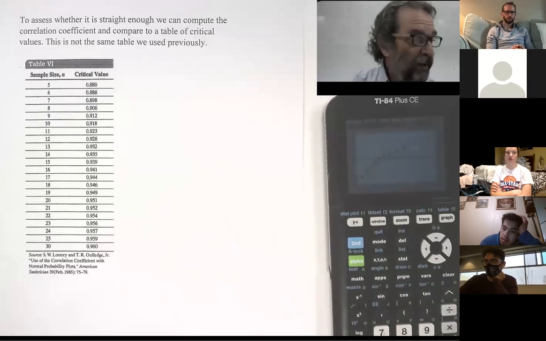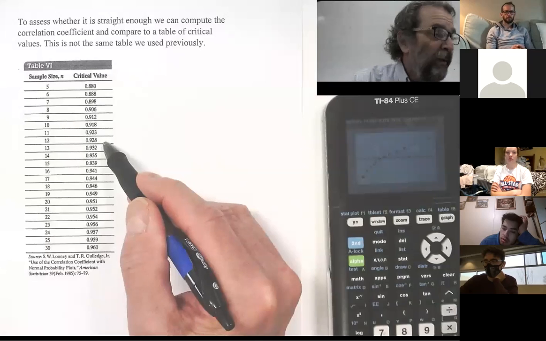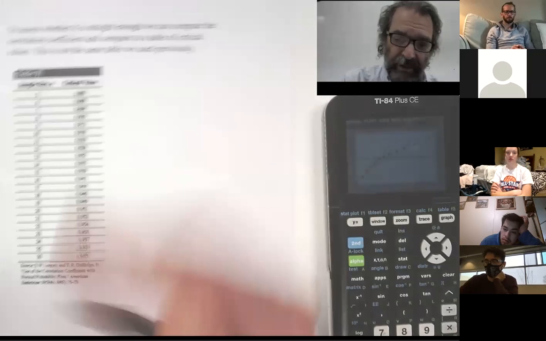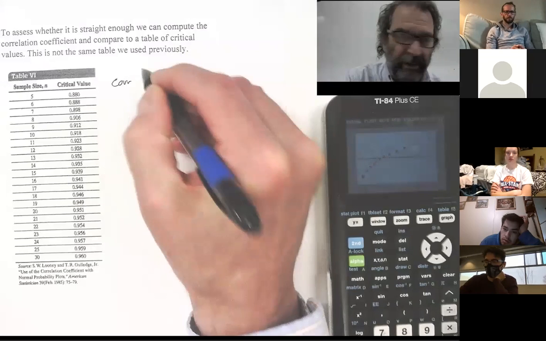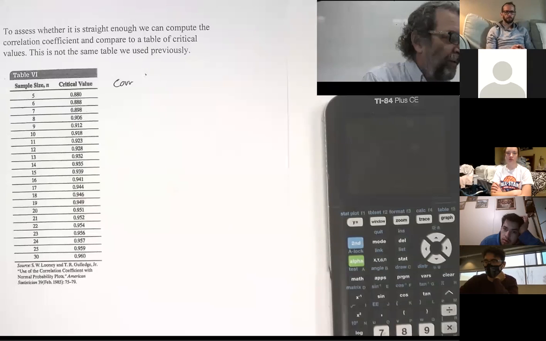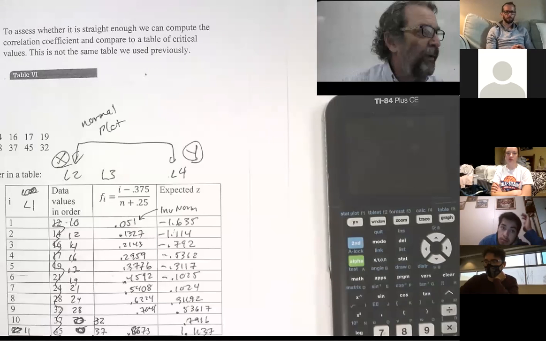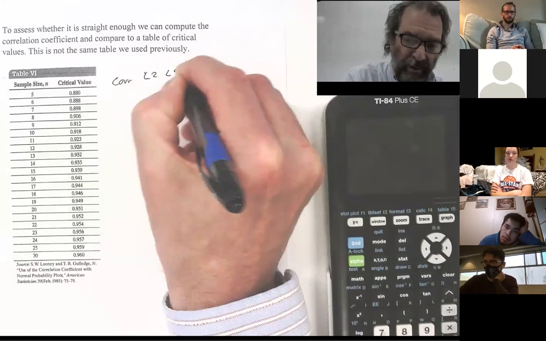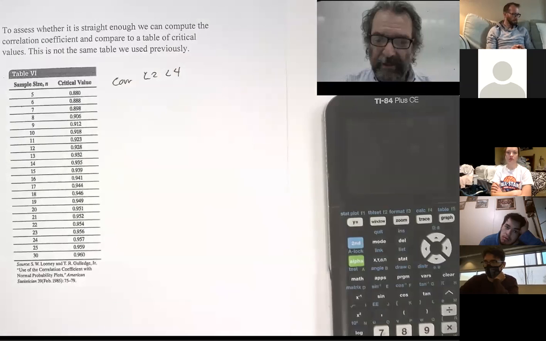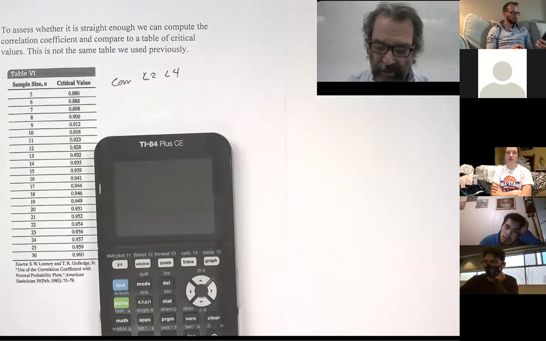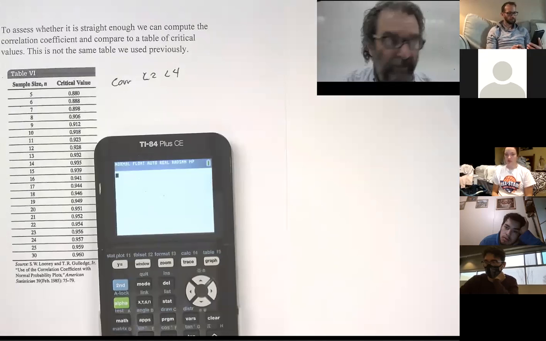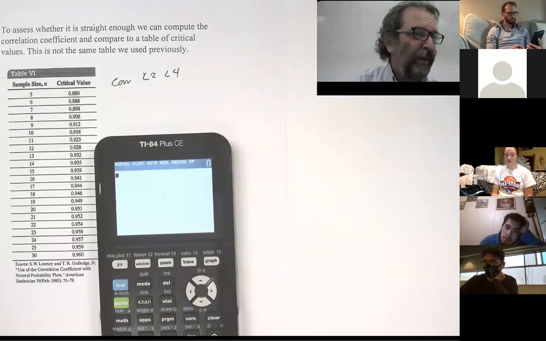So we're going to compute the correlation of the values that we use to make the plot. So we're going to do a correlation. Where was it? Was it L2? It was L2 and L4, wasn't it? Here it is. Yeah, so L2 and L4 were the data and the expected values for those data. Okay, so correlation L2 and L4. And then I forget how to get that. Oh my God, this is not fun. Okay, well, here we go. So we'll quit this and we'll clear that. So someone help me out. How do I get the correlation on my calculator?